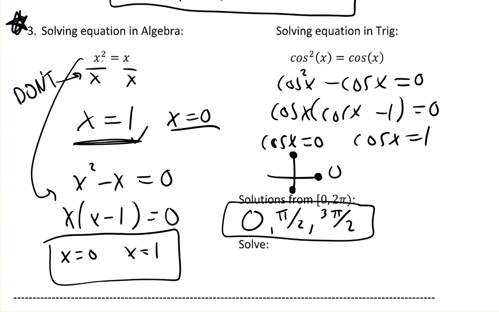So, I mean, that could be your answer if that was the directions. If the directions were instead to solve, then you just have to write it out a little bit more. This answer plus everything coterminal, this answer plus everything coterminal, and this answer plus everything coterminal.